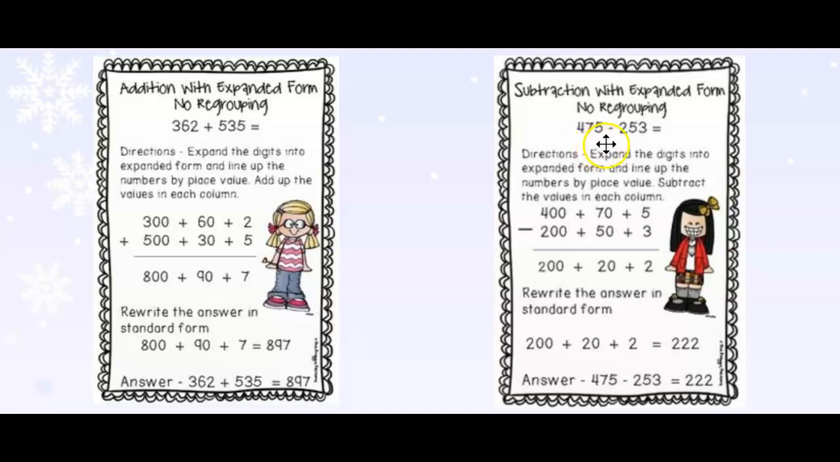So 475 turns into 400 plus 70 plus 5. 253 turns into 200 plus 50 plus 3. Starting with the ones place, we subtract. 5 minus 3 is 2. 70 minus 50 is 20. 400 minus 200 is 200. And when we let that rubber band go and let all the numbers bounce back into place, 200 plus 20 plus 2 equals 222.